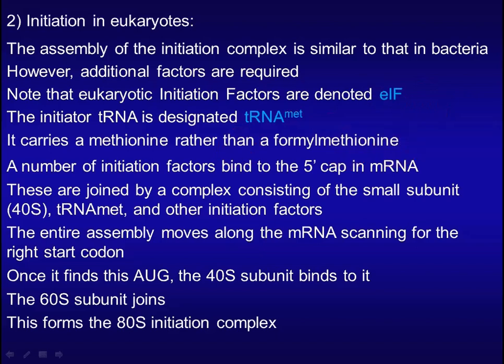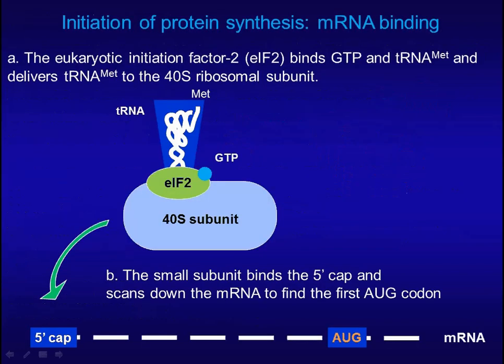Initiation starts when a number of eIFs bind the 5' cap of messenger RNA. More detail is shown next. The eukaryotic initiation factor 2 binds GTP and initiator tRNA and delivers the initiator tRNA to the 40S subunit. The small subunit then binds the 5' cap and scans down the mRNA to find the first AUG codon.